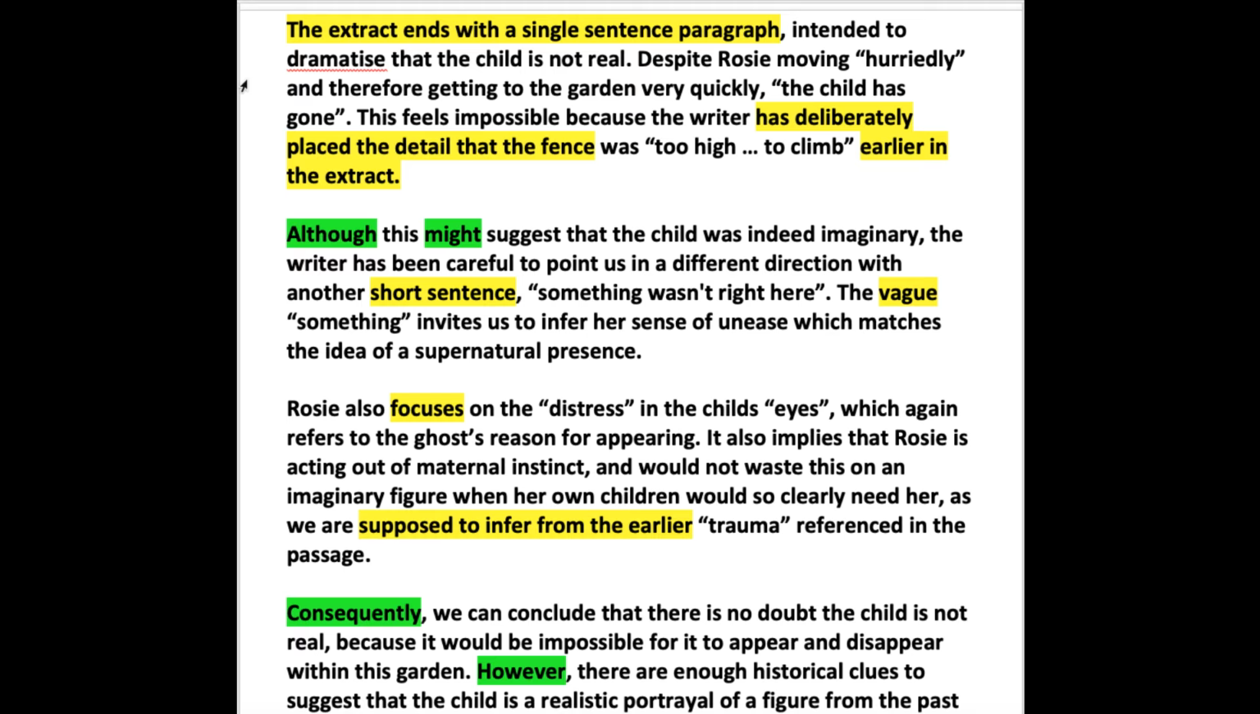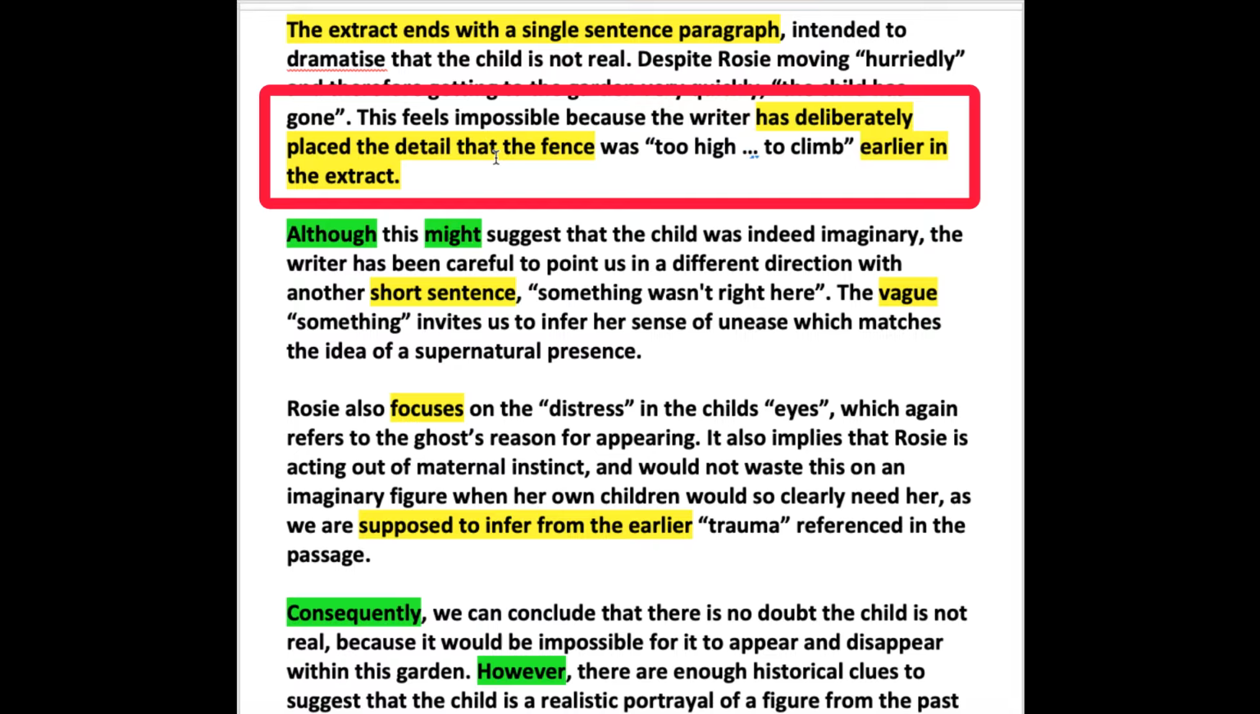Let's go through the important features of this part of my answer. The extract ends with a single sentence paragraph. That is a method. And the writer has deliberately placed the detail about the fence. That again is a method. It's not a literary technique, but it's what the writer's doing in order to make us answer this question: is the child real? She's placed it earlier in the extract.